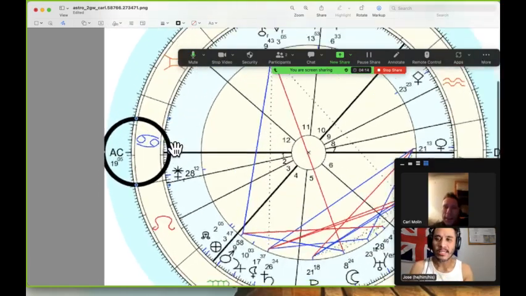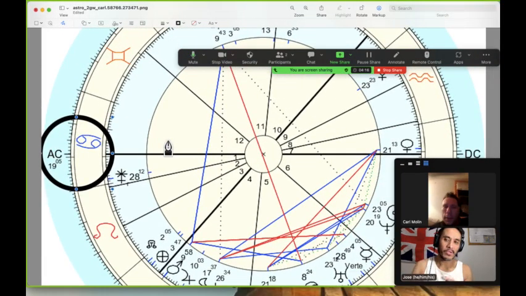Okay, so ascendant is where people start. Ascendant Cancer often means that it's your mask. It's what you portray onto the world. It's kind of like your first impression. It's what you package yourself out to be, the whole package. It's what people see on the outside.